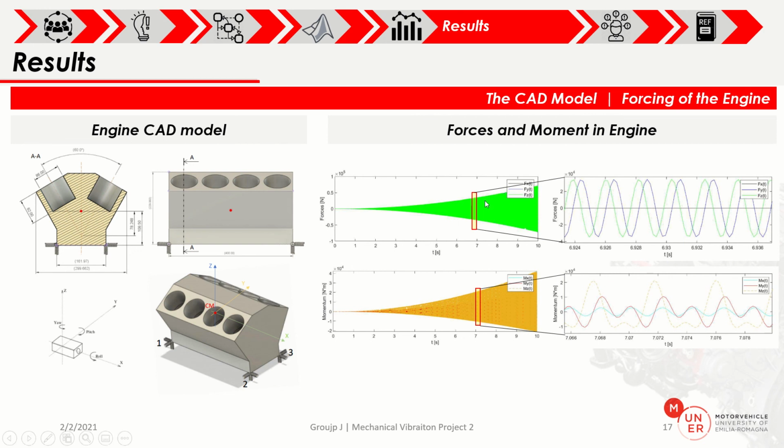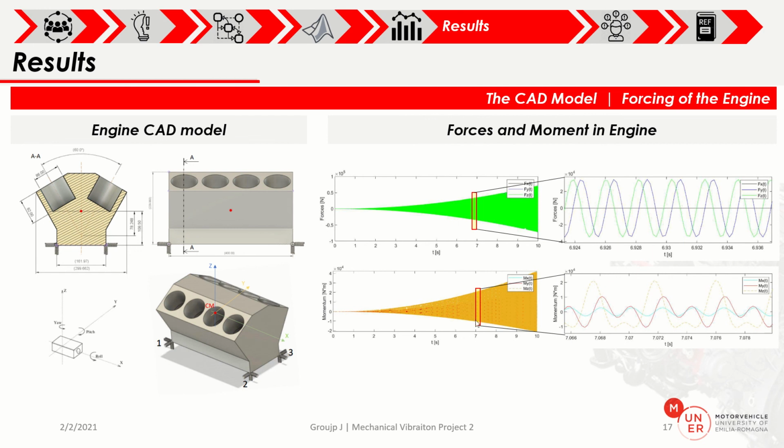In particular, it's possible to see a magnification of the forces in this graph, where with a black line it's possible to see the force in x direction, and with the green line and the blue line it's possible to see the force in y and z direction, which are out of phase.